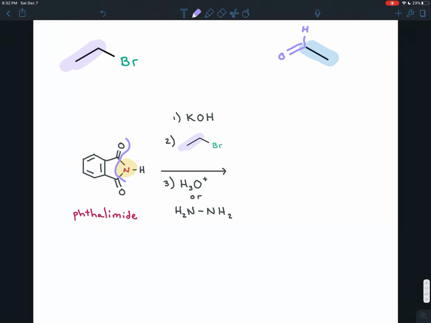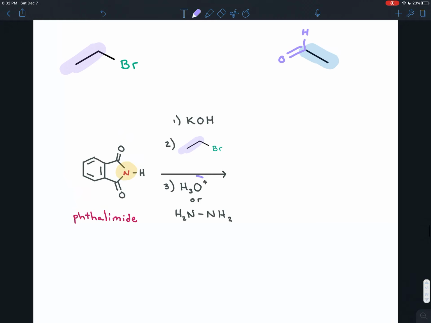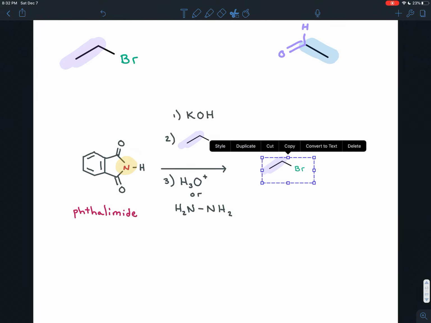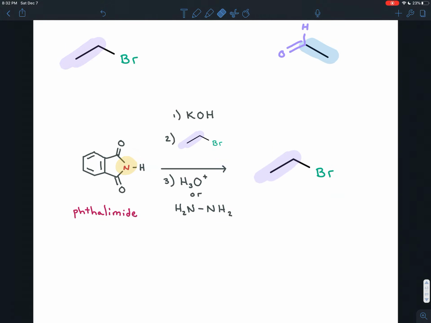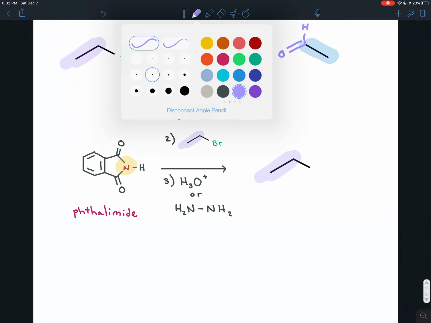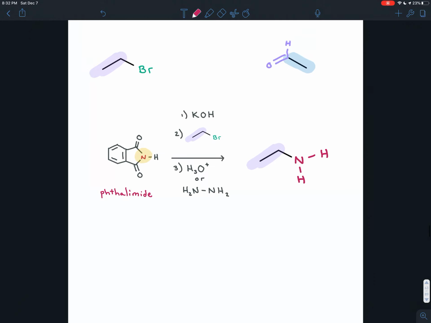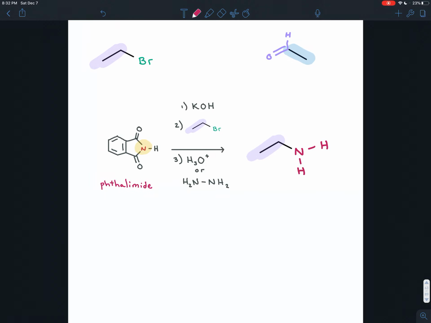Then we release the nitrogen from phthalimide by doing an acid-catalyzed hydrolysis of an amide, or just a nucleophilic acyl substitution with hydrazine. One or the other, but not both. The result of it all is that we have whatever our alkyl halide is, but instead of the leaving group there, we have the nitrogen that came in as a nucleophile. So that's the result of our Gabriel synthesis.